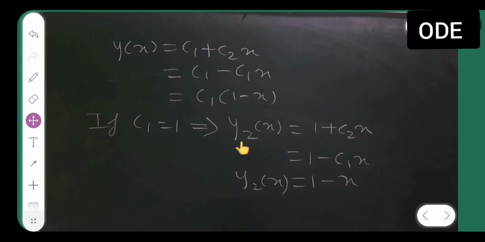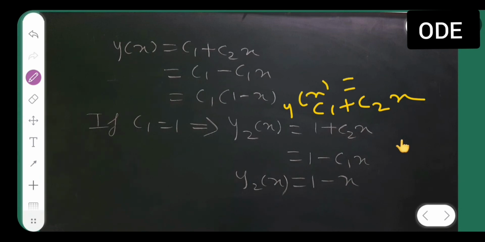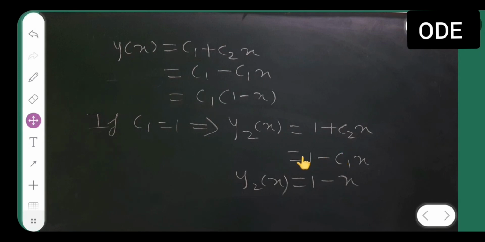Now I have taken the general solution, but I have put y2 of x is equal to 1 plus c2 of x, okay? It was like this, c1 plus c2 of x, right? The general solution, y of x is equal to this, okay? Now this is equal to 1 minus, because c2 is nothing but minus c1, okay? And x, write it as it is. Then y2 of x is equal to 1 minus x, because the value of c1 is equal to 1. So I got my value of y2 as 1 minus x.